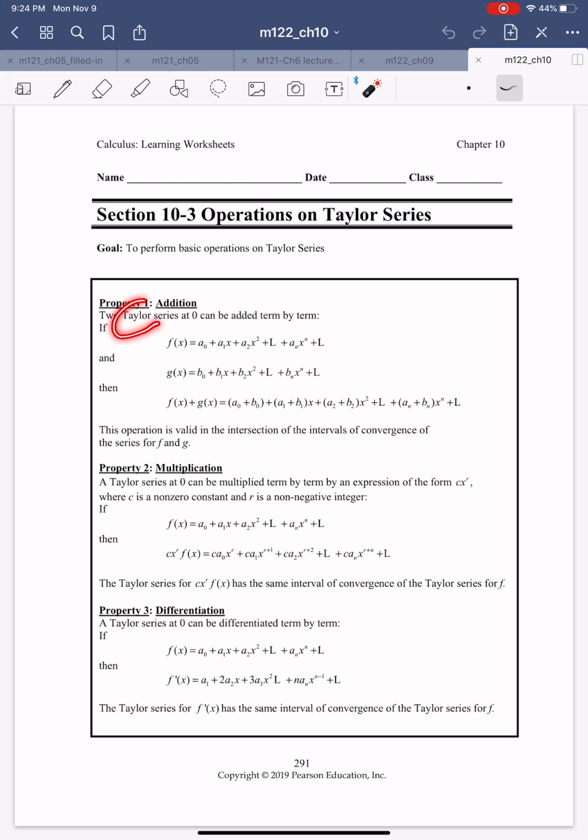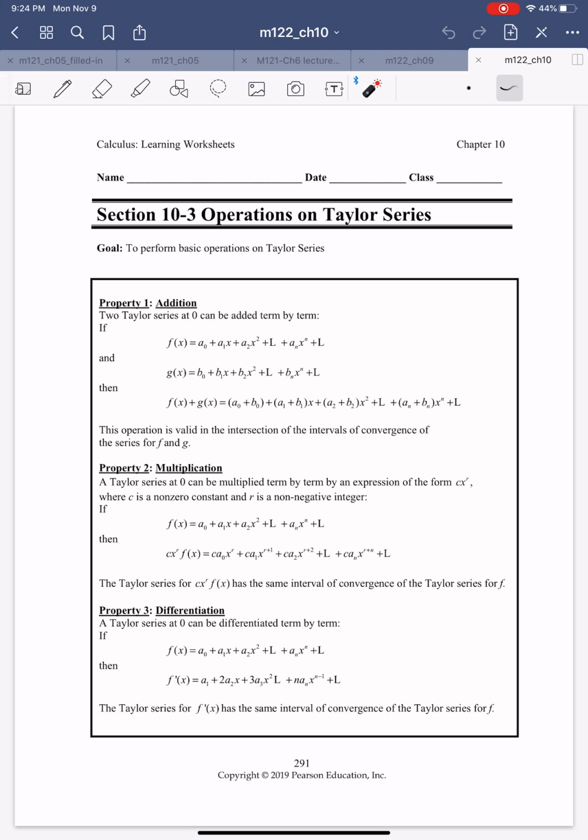When you have two Taylor series, you can add them term by term. So the constant terms, a sub 0 and b sub 0, and then the x term, just like algebra, and then the x squared term, and then whatever the x to the nth power term is. So addition is valid. You can also multiply the Taylor series given at 0. You can multiply term by term. So let's say you have a Taylor polynomial and then multiply by some c x to the r, then you can use kind of like the distributive property, and each c x to the r will be added on.